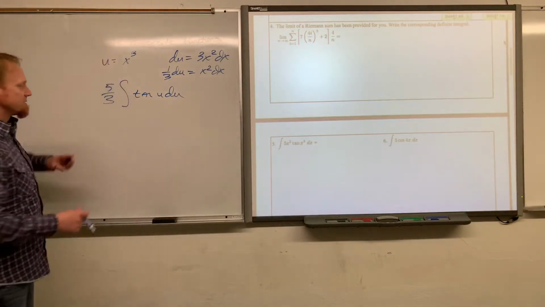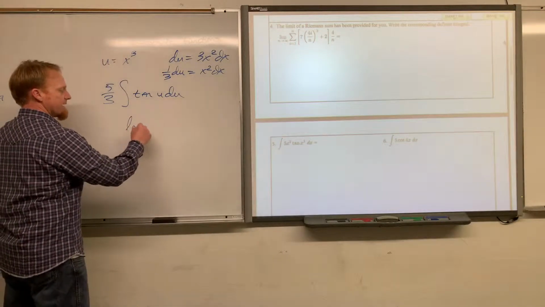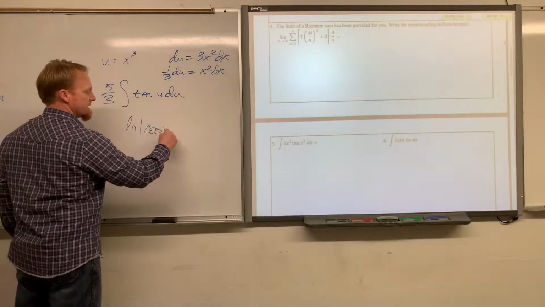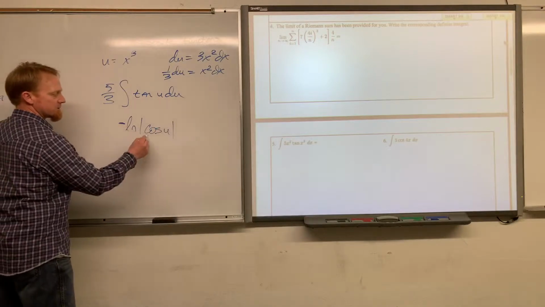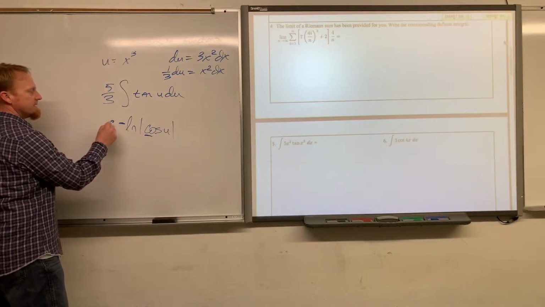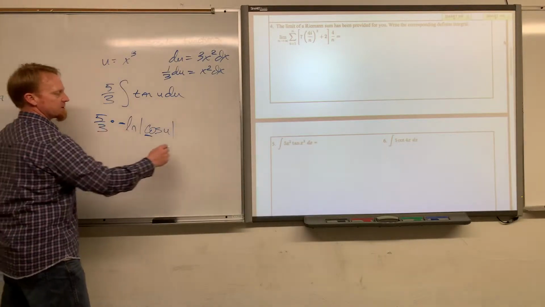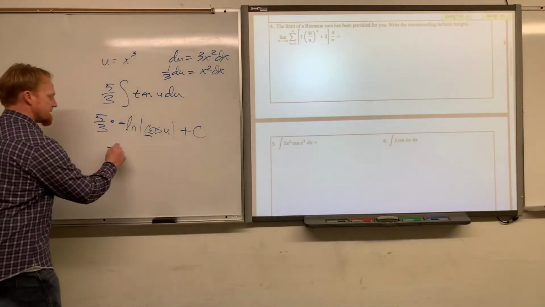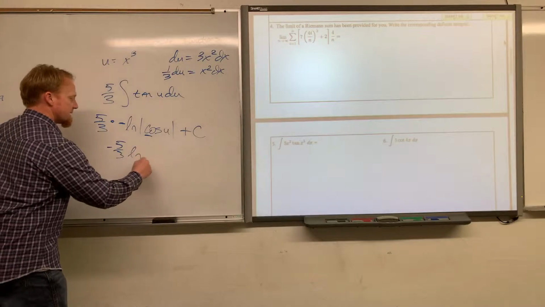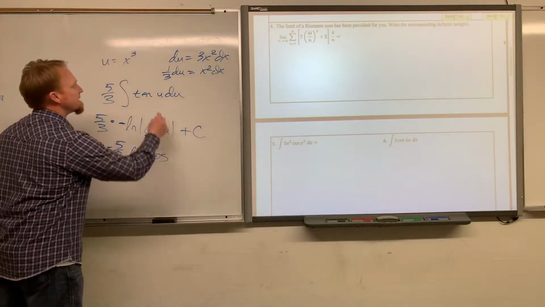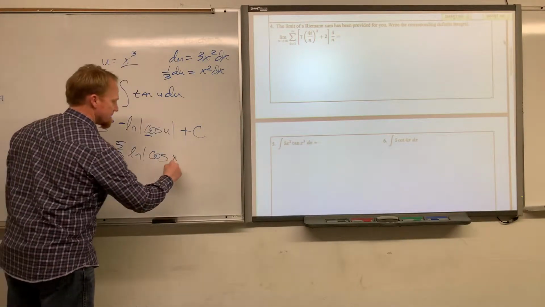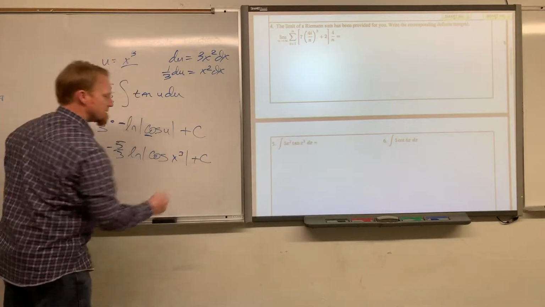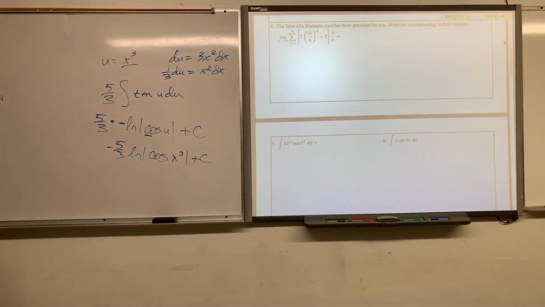Tangent is sine over cosine, so that means we want the natural log of cosine, and since it starts with a c, I've got to be negative, and then we're multiplying by the 5/3, and then plus c. So we're looking at negative 5/3 natural log cosine of x cubed plus c as my answer on 5.